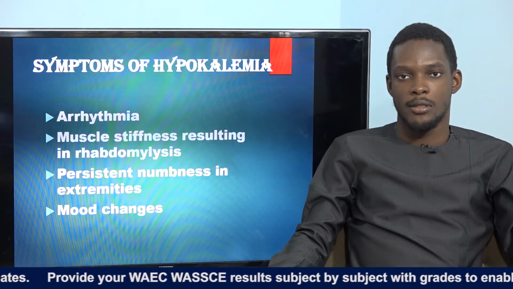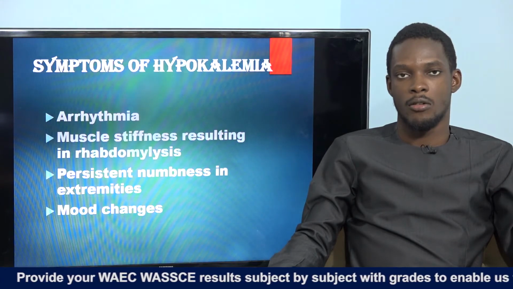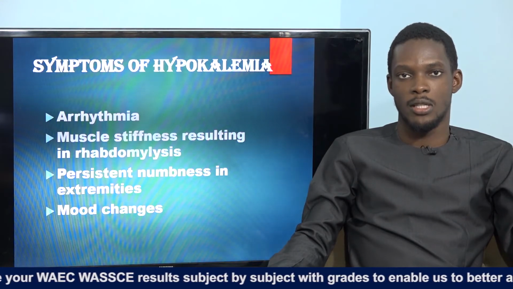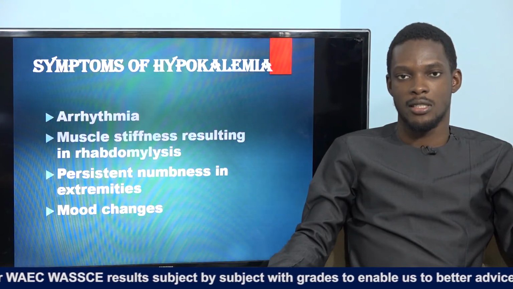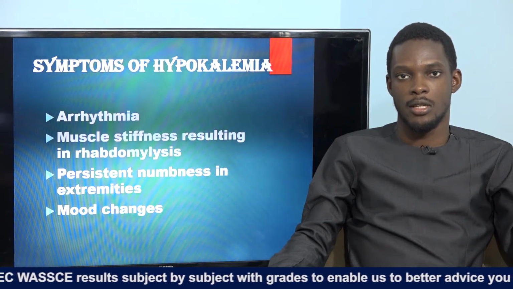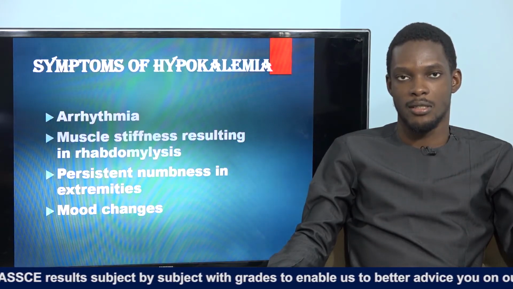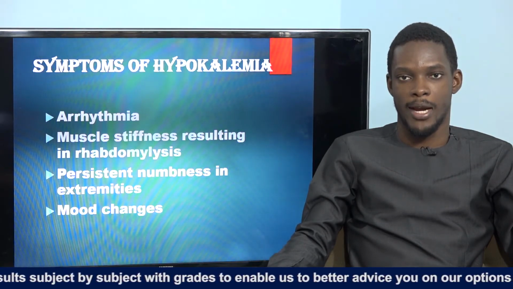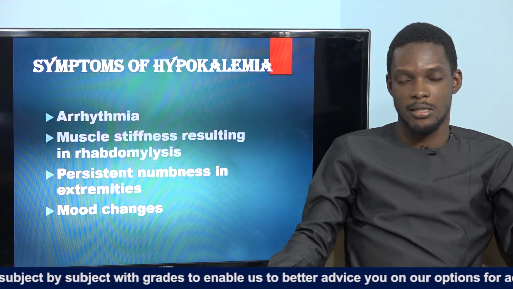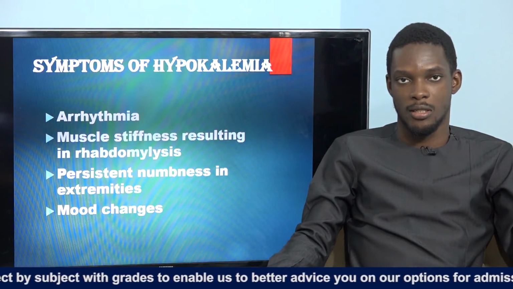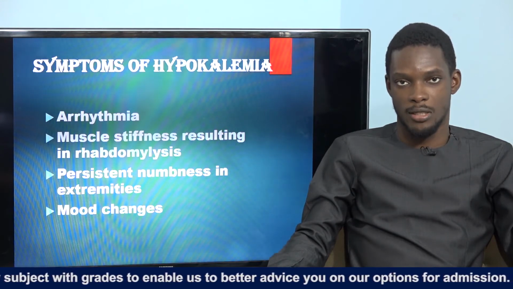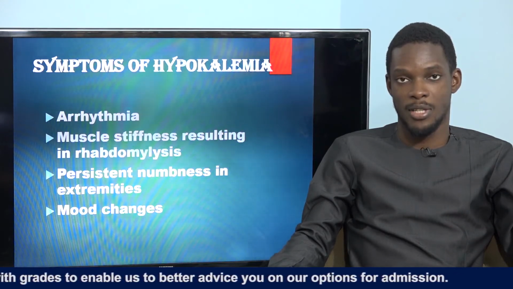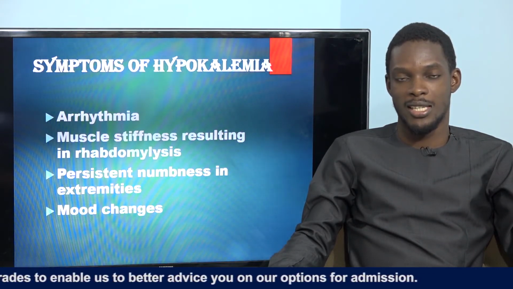In hypokalemia, as has already been discussed in the functions of potassium, you will note that when there's hypo, all these functions tend to go in retrogress. As such, you would have arrhythmias, muscle stiffness, resulting in rhabdomyolysis. Rhabdomyolysis refers to the excessive breakdown of protein. And as such, the kidneys will have to excrete these proteins rapidly and can easily lead to kidney failure.